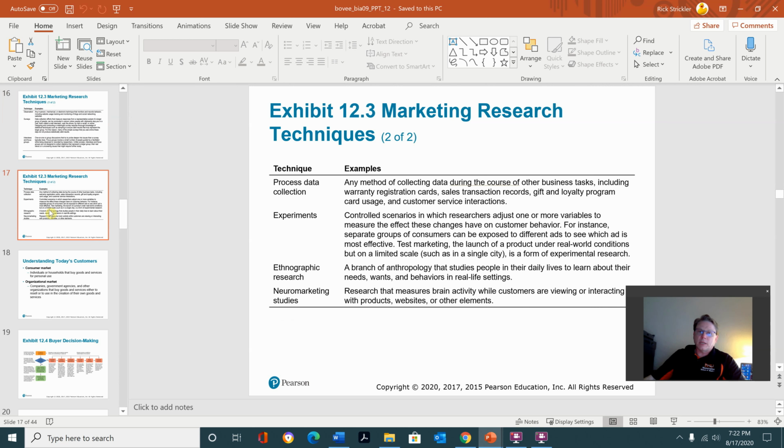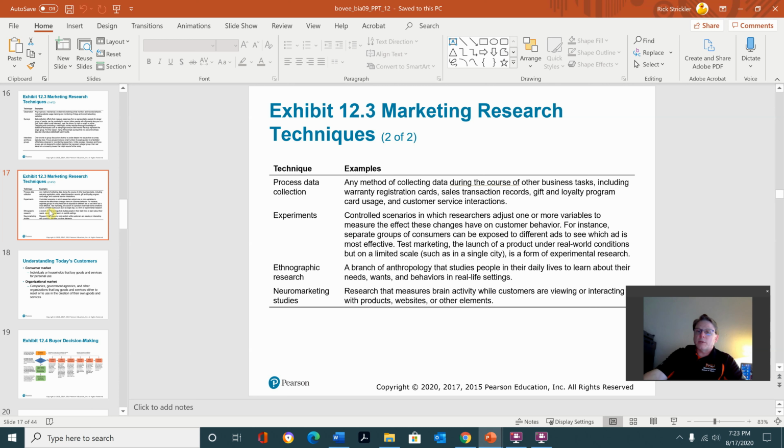And then you have process, data collection, experiments, and ethnographic research, which is a branch of anthropology in which the person actually is in the environment of the consumer. They may spend 6 months. Let's say your company wants to expand and go to Brazil. The person may spend 6 months in Brazil to learn the culture and the habits of the people, the potential buyers, the potential customers of the product. That would be ethnographic research.